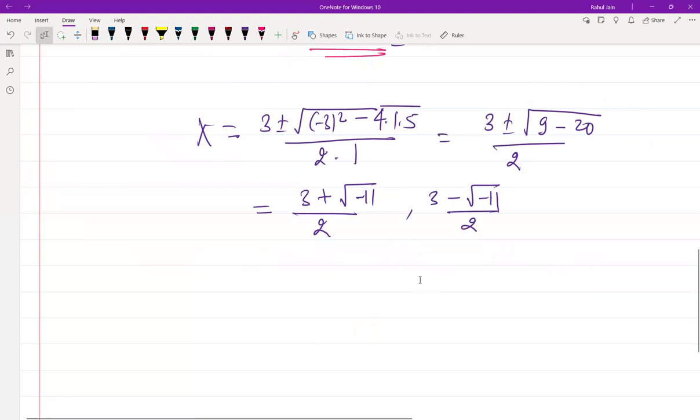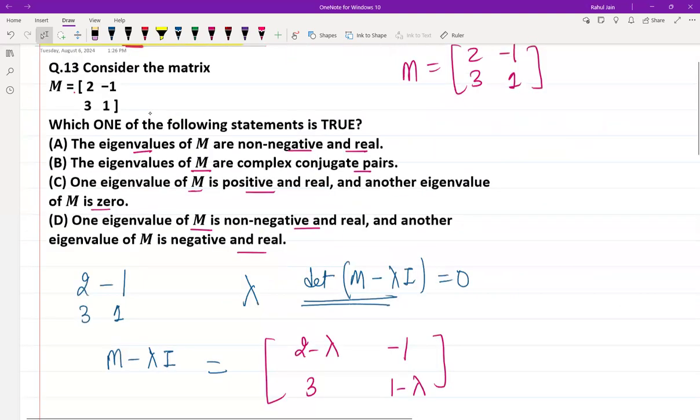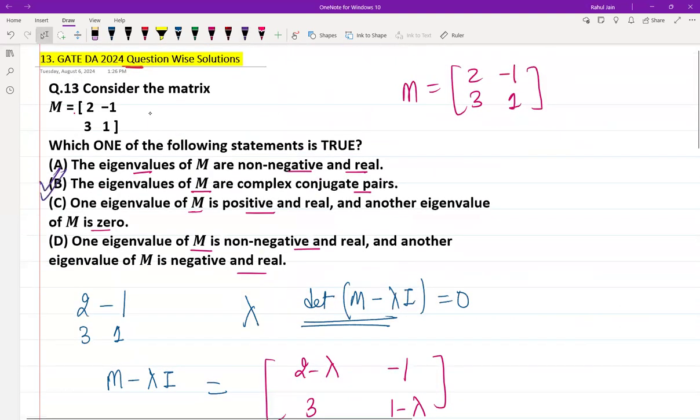Since there is a minus under the root, the eigenvalues are complex. So I can write it as 3 plus i root 11, divided by 2, and the other value is 3 minus i root 11, divided by 2. These are our eigenvalues, and these eigenvalues are complex conjugate pairs, plus minus. So option B is the correct answer for this GATE question.